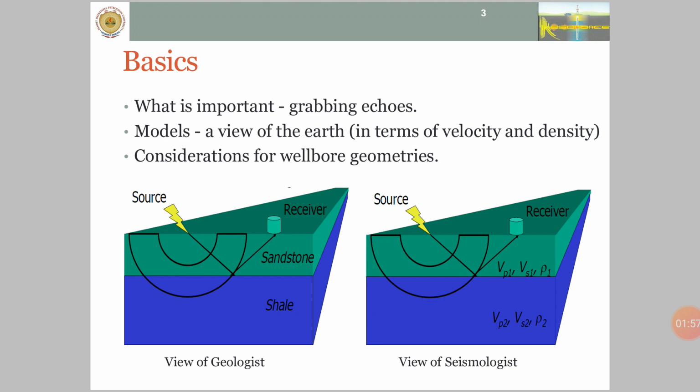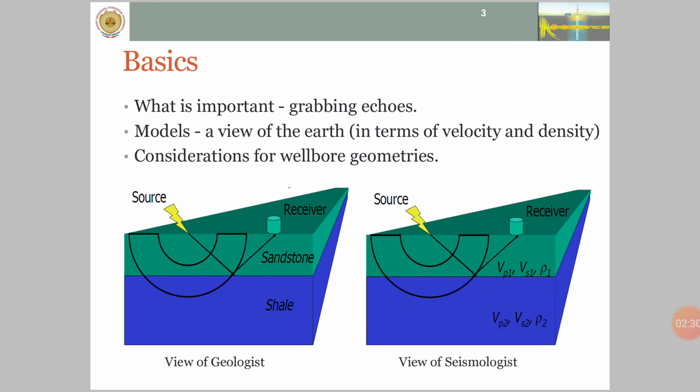Now, the view of a geologist in terms of the lithology. When the ray is ignited from the source and it goes into the receiver, a geologist tries to look into the two-way time in terms of lithology, whereas a seismologist or a seismic interpreter looks at it in terms of velocity and density. The product of velocity and density is known as acoustic impedance, and we see the change of acoustic impedance across the boundary.